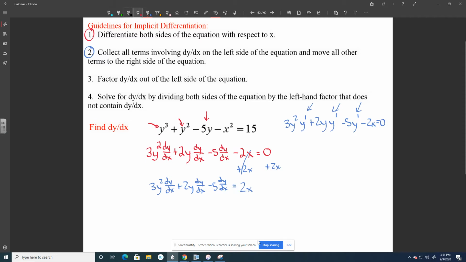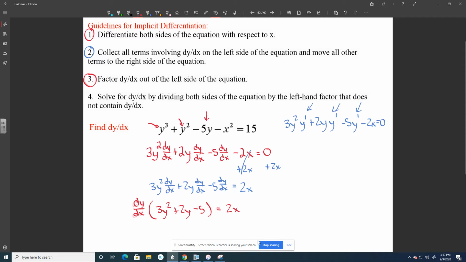Now step 3 wants me to factor dy/dx out of everything on this left-hand side. So all of these terms have a dy/dx. So I am going to factor that out. And I don't want to use that color. So let's go back to red. So I'm going to take that dy/dx and factor it out. So what's left over is my 3y squared plus my 2y minus my 5. And that's going to still equal 2x. So all I did was factor out that dy/dx.